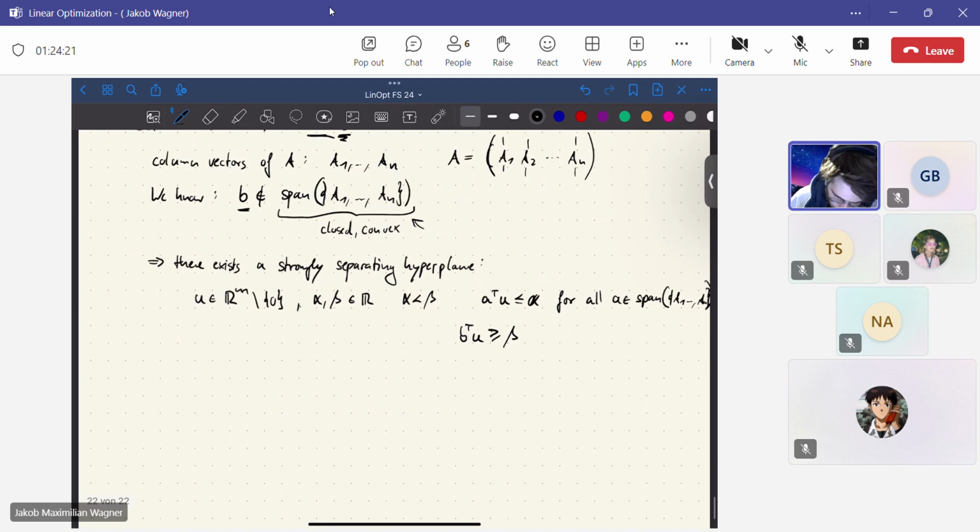So what we've just shown is if we have some linear subspace, which is the span of the A1 through An, and we have some b that's not in this span, we can find some separating hyperplane that has a normal vector u. And we can actually find two different hyperplanes, one with the beta and one with the alpha, and b is on the one side of the beta one, and our linear subspace is on the other side of the alpha one.